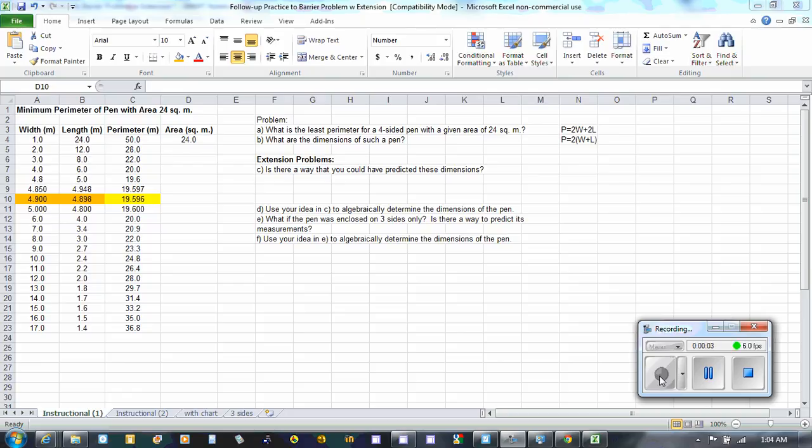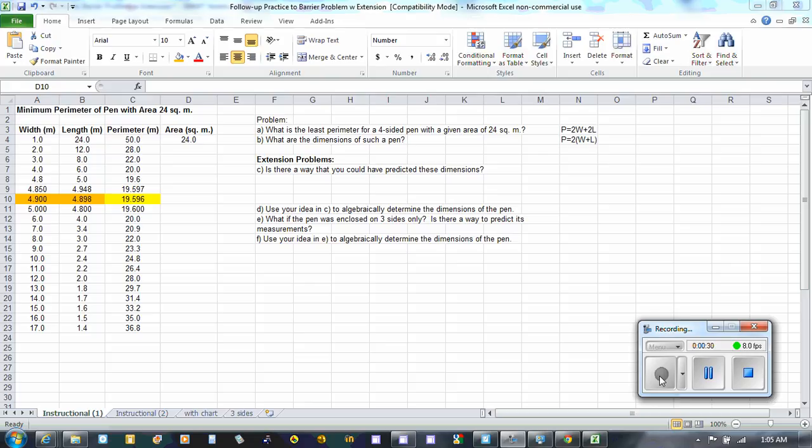Okay, this final video to the spreadsheet series is going to focus on solutions to parts E and F. So what if the problem was manipulated so that there weren't four sides? Let's just think that perhaps one of the sides is the back of the garage or the house, or it's just a side that doesn't require any enclosure.